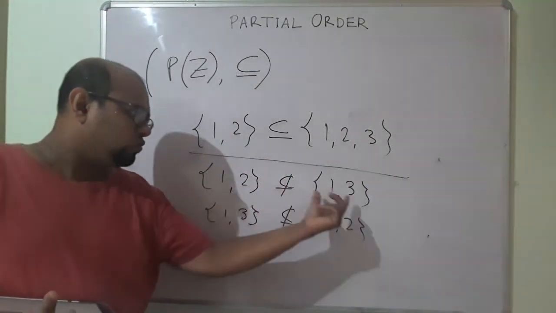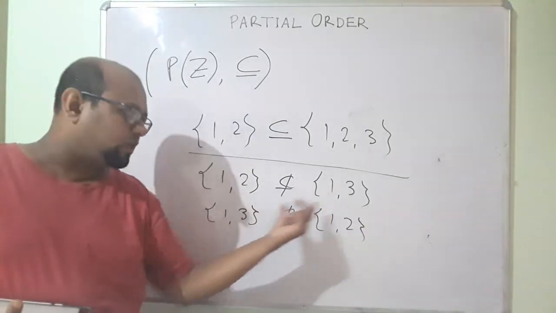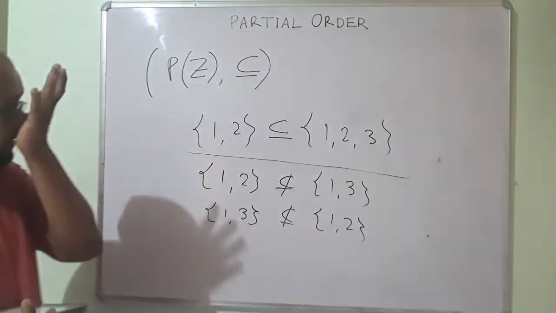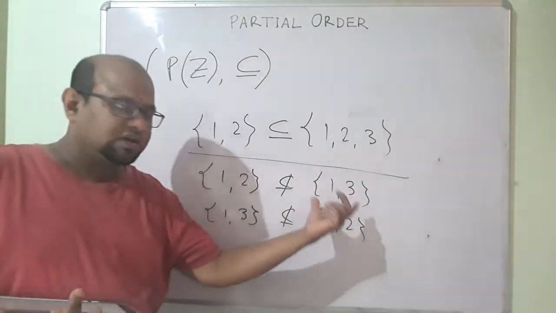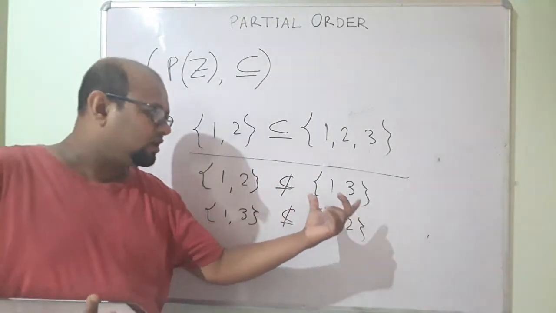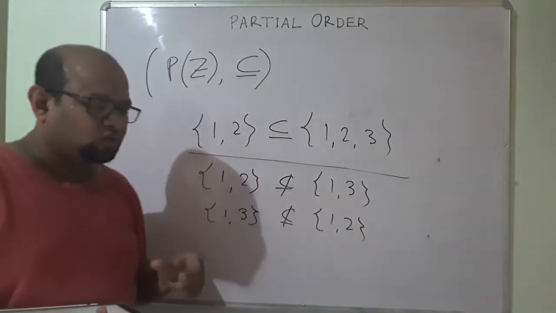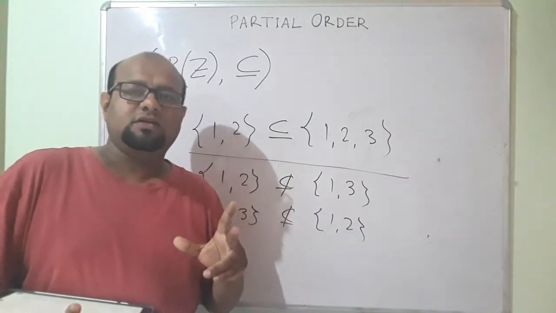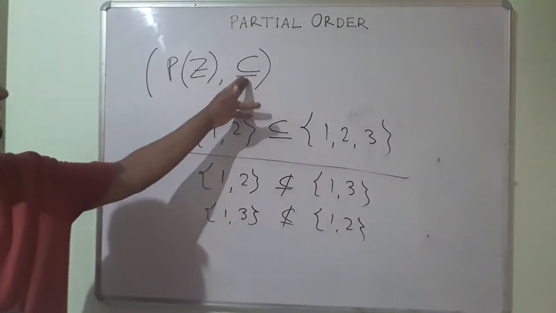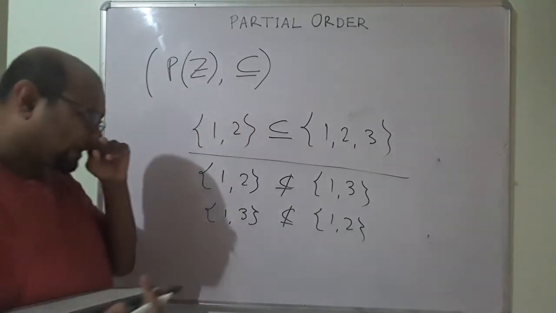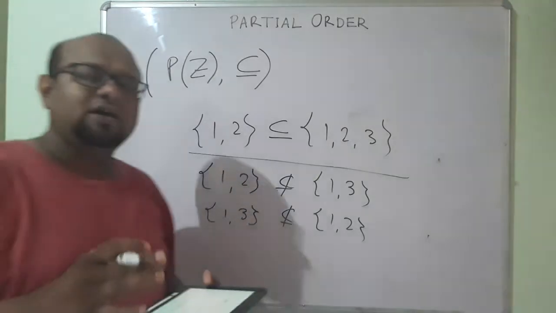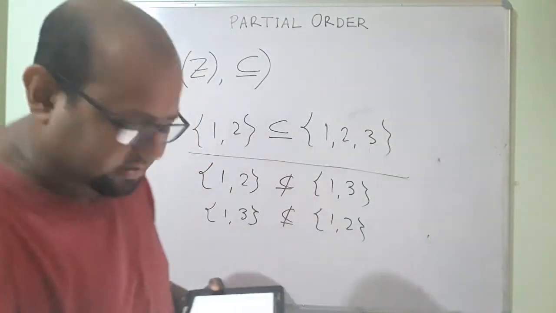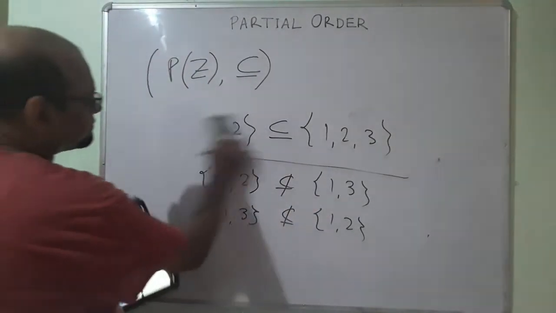So {1, 2} is not a subset of {1, 3}, and {1, 3} is not a subset of {1, 2}. So this element is also a set. So this set {1, 3} and this set {1, 2} are not comparable, given this relation in this set, that is, given this poset. So this is what comparable and incomparable means.